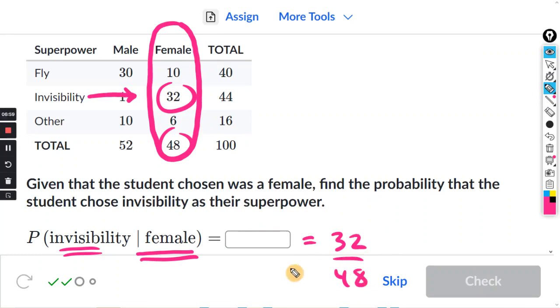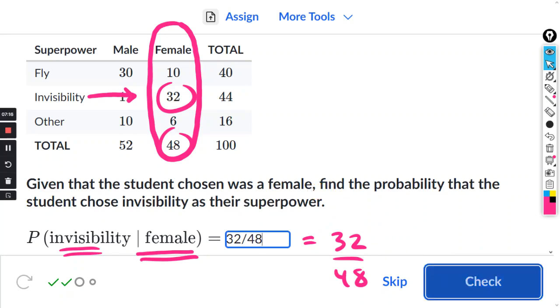Even if you wanted to use my formula, the probability of both invisibility and female is 32, divided by the probability of the given, the total females is 48. 32 out of 48. Didn't even really need the formula for that one.